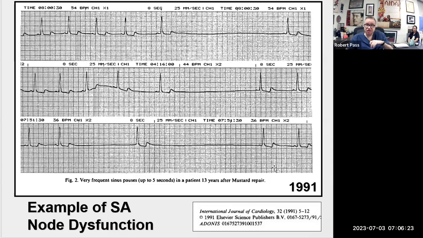This is just an example of the type of Holter, Zio patch, or similar device tracings that we would see, where patients will just have very long pauses. They actually have preserved conduction, but they will have very long, frequent pauses. And this is a tracing from a paper from 30 years ago, looking at a patient who's 13 years after a Mustard and very typically having these long pauses.